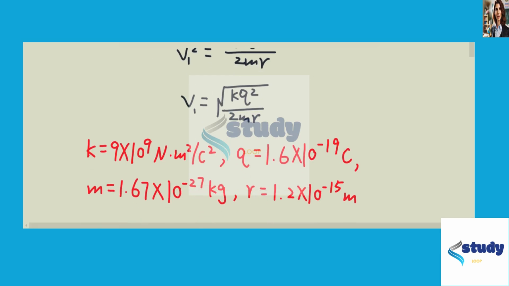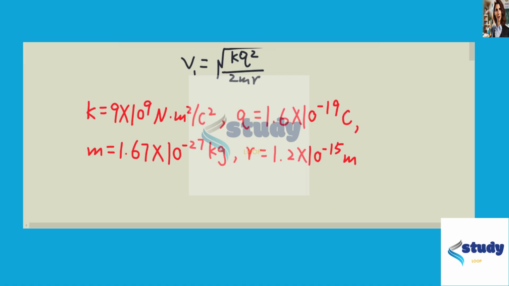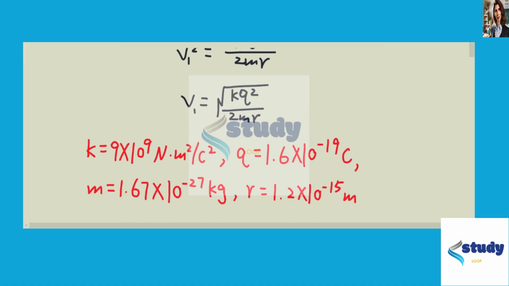These are the conditions we know from the question. The charge on the proton is 1.6 times 10 to the power negative 19 Coulomb. The mass of the proton is 1.67 times 10 to the power negative 27 kilogram. The radius is given as 1.2 times 10 to the power negative 15 meter, and the Coulomb constant is 9 times 10 to the power 9 Newton meter squared per Coulomb squared.